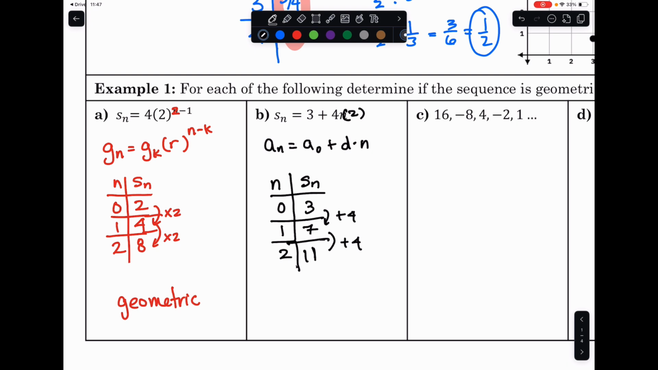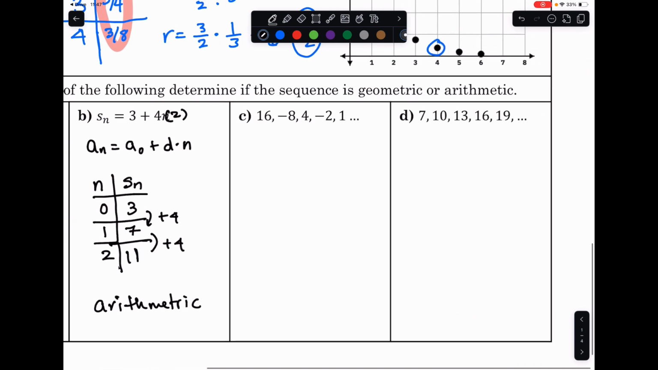So this is going to be an arithmetic sequence. This again is the type of sequence that this is. Now to distinguish between these values, if it's an arithmetic sequence or geometric sequence, then there has to be either a common difference or a common ratio.